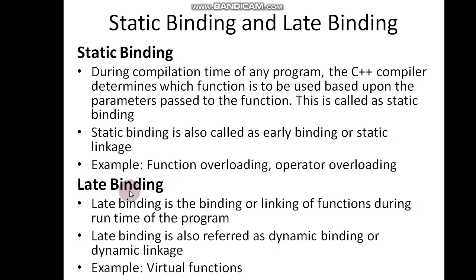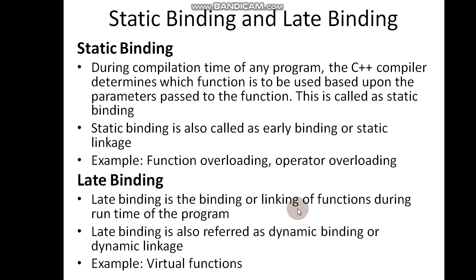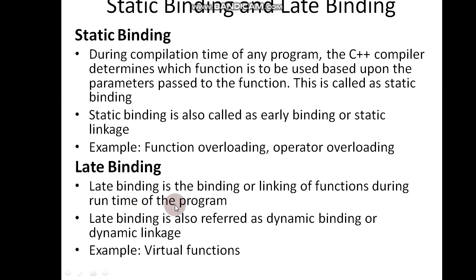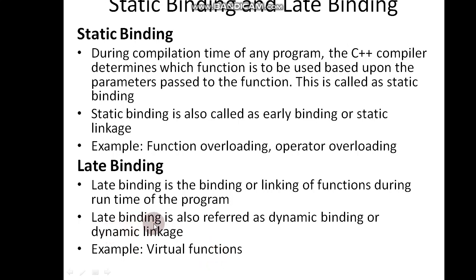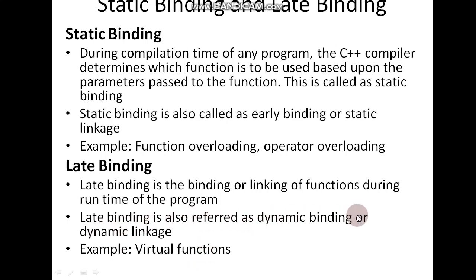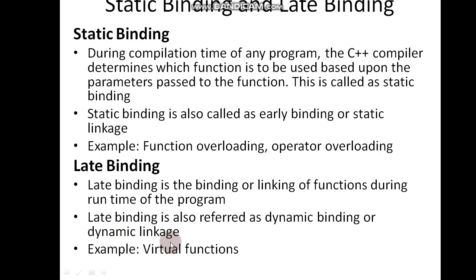Late binding is nothing but runtime polymorphism. Late binding is the binding or linkage of functions during runtime of the program. For example, virtual functions. Late binding is also referred as dynamic binding or dynamic linkage. Which function must be called? This polymorphism will be resolved at runtime. So virtual functions is an example for runtime polymorphism. This completes the chapter pointers and virtual functions.